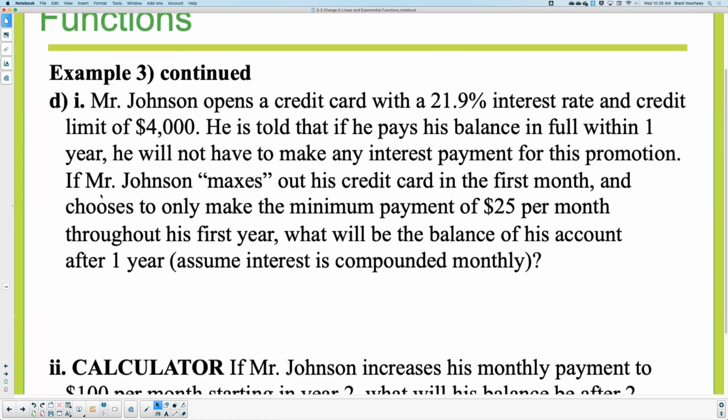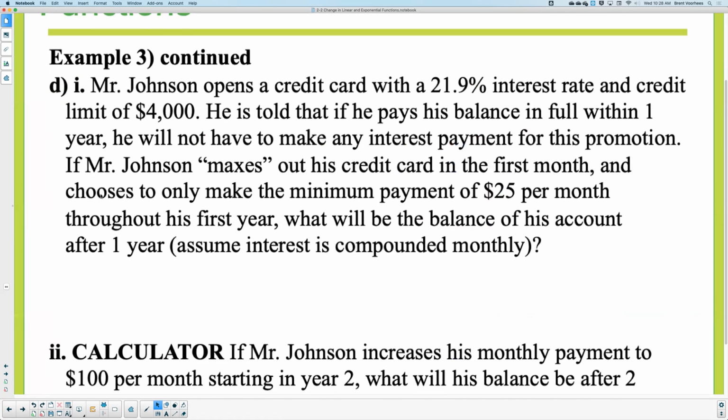Miss Johnson opens a credit card. Here we go. Oh boy. Here we go. The fun stuff. Let's start seeing how we can become financial slaves to Bank of America, to Chase Bank, whoever. You know, I don't trust in credit cards.